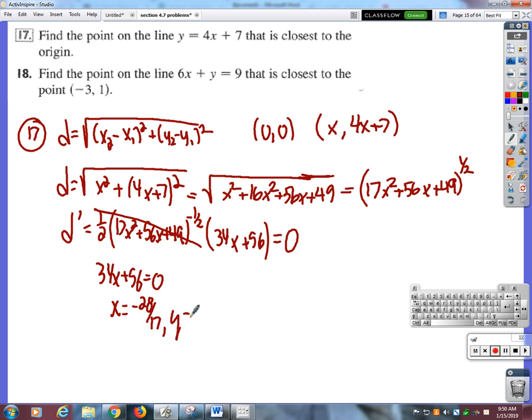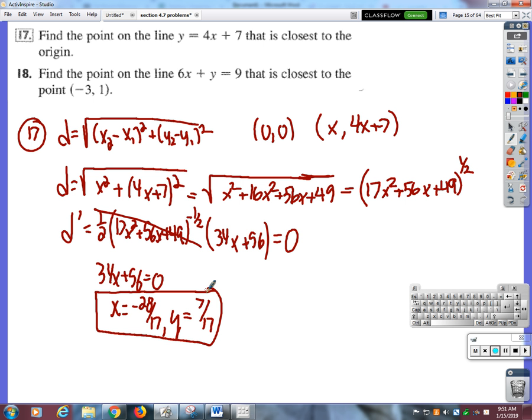And then I can take that and plug it back into the original equation to find out what the y-coordinate is. Did anybody do that? 7 over 17? Okay. Did you check your answer? Was it right? Oh, you didn't do it. Did you check your answer? Was it right? We're just assuming?